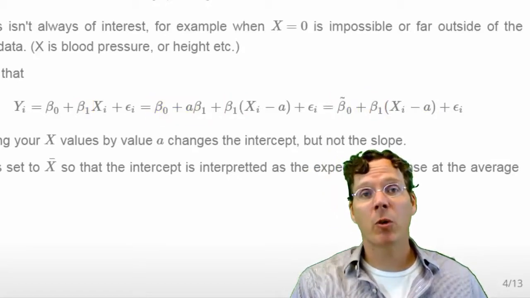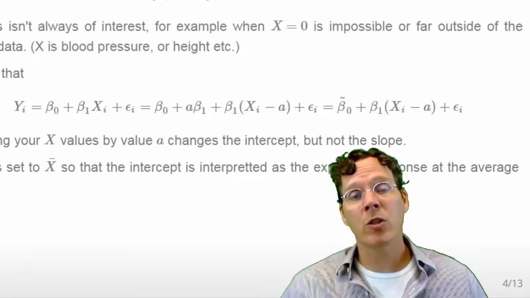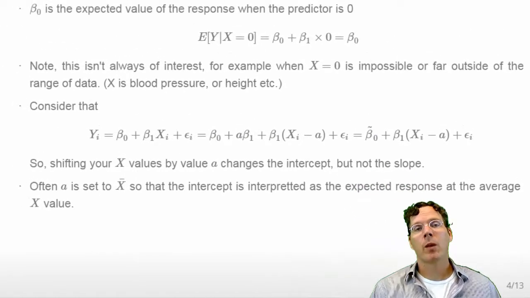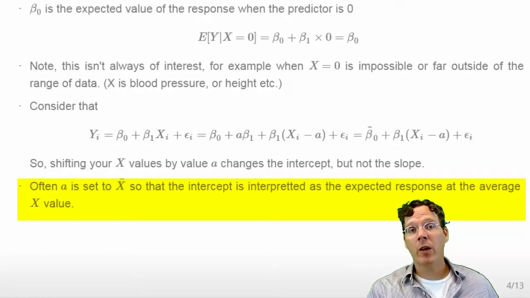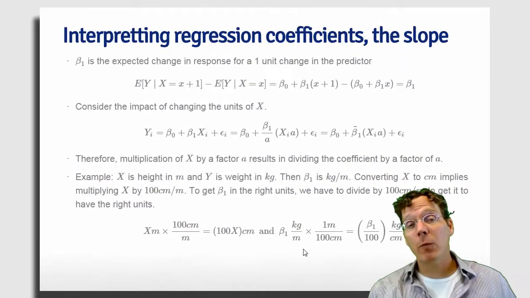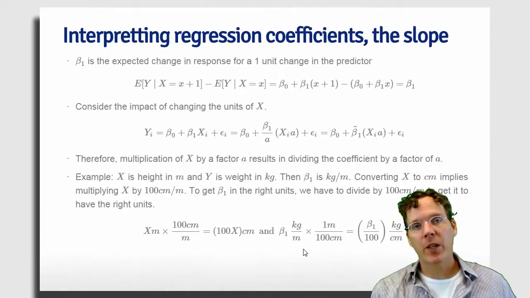Now the intercept is interpreted not when x is 0, but when x is this value that you shifted it by, a. A very common constant to do is the average. Set a equal to the average of the x variable. Then your intercept would be interpreted as the expected value of the response when the regressor is at the average value of the x's. Let's see if we can figure out a model-based interpretation of our regression coefficient.